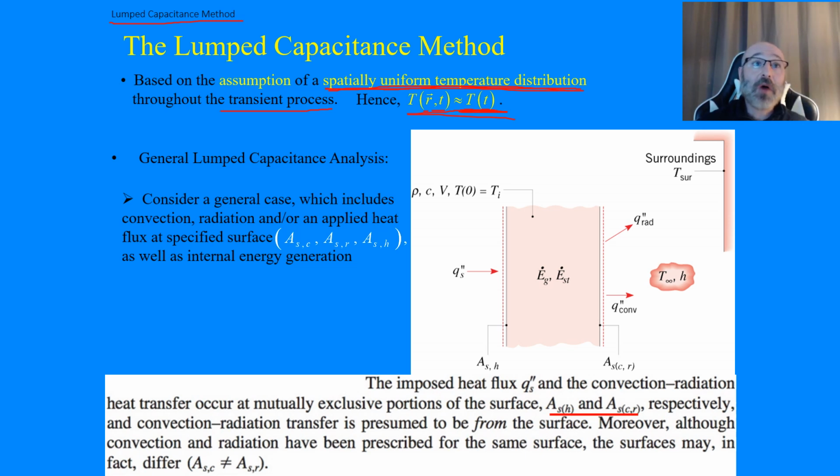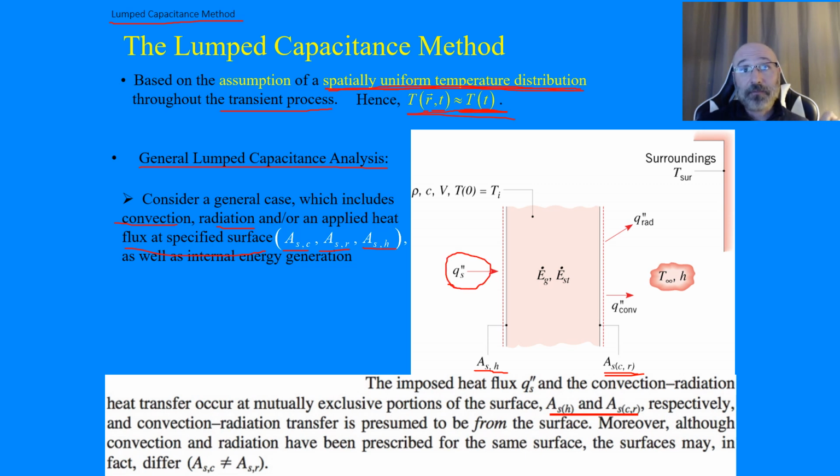So now if we continue on with our general lumped capacitance analysis right here, we want to consider a general case. For this general case, what we're going to consider here is it's going to include convection, radiation, and or an applied heat flux at a specified surface. So surfaces we're going to look at here are our A sub s comma c right there, our A sub s,r, which is also here on the same surface over here like that, and our A sub s,h right there.